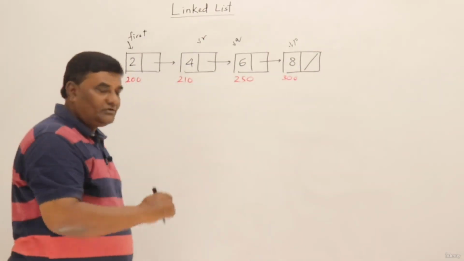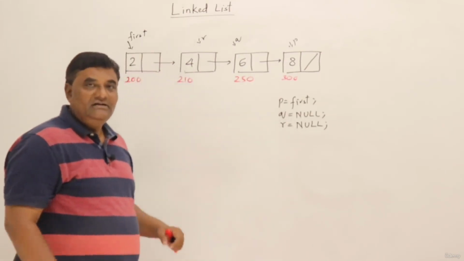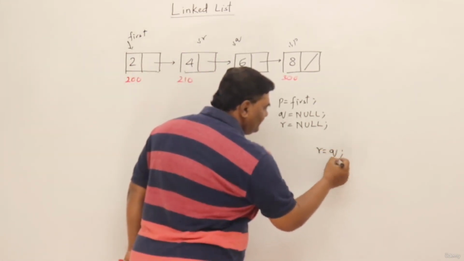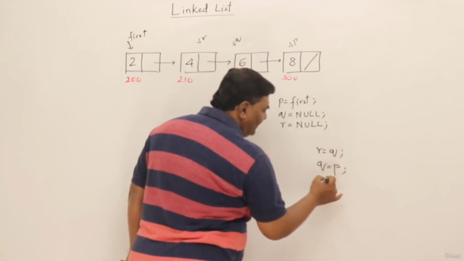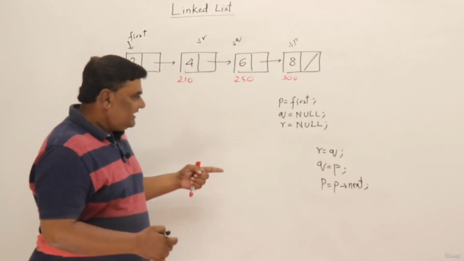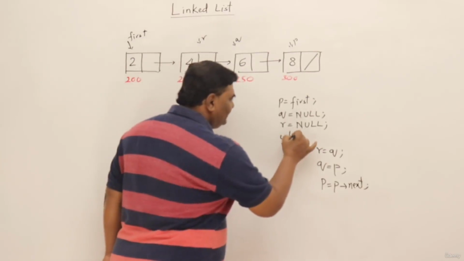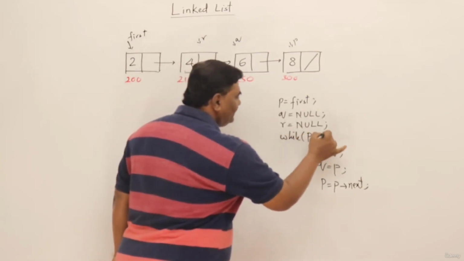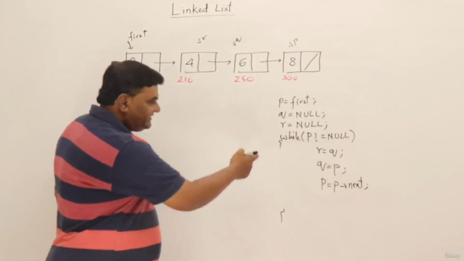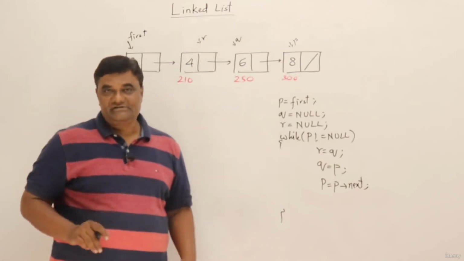So for that, I will write the code here. Initially, P is on the first node, and Q and R are both null. Then in each step, R is coming over Q, Q is coming over P, and P is moving to the next node. I want this to continue until P becomes null. So I can write a condition: while P not equal to null. It will stop when P becomes null. So these are the steps for sliding pointers. Now you know what sliding pointers are.